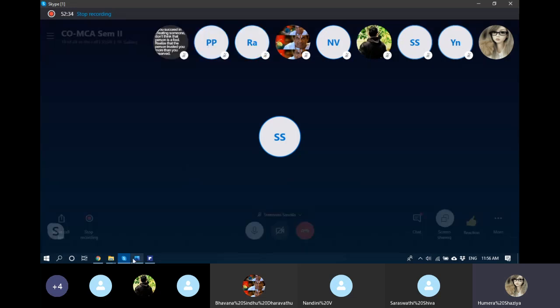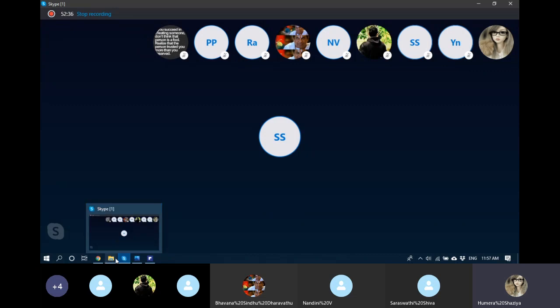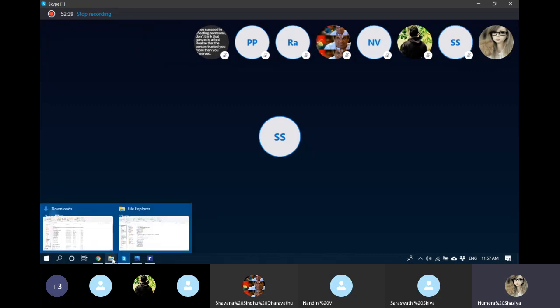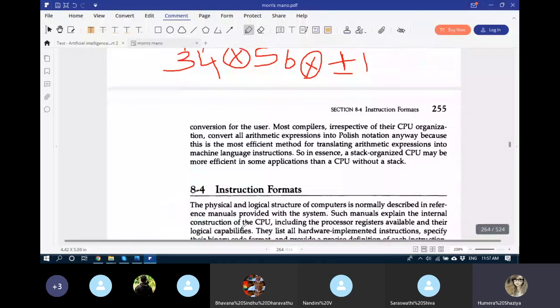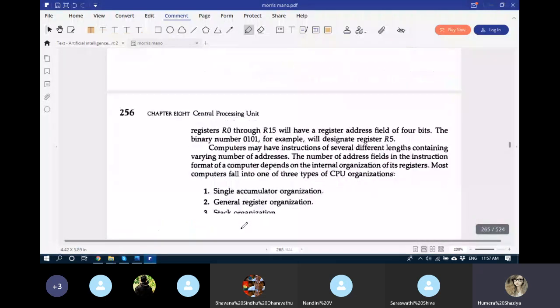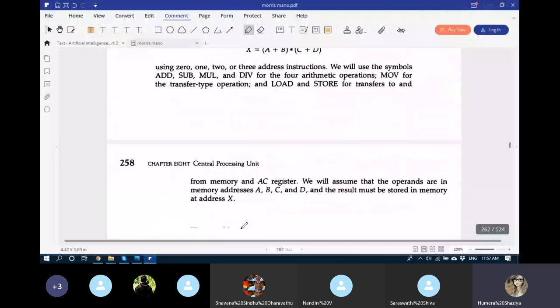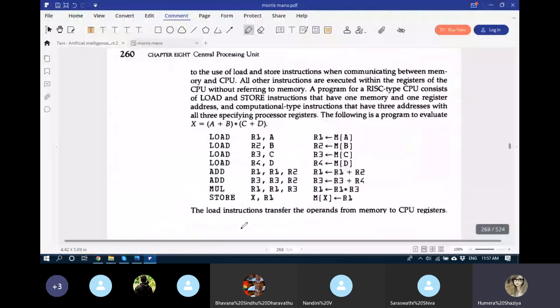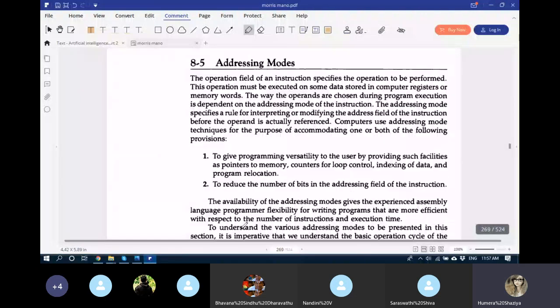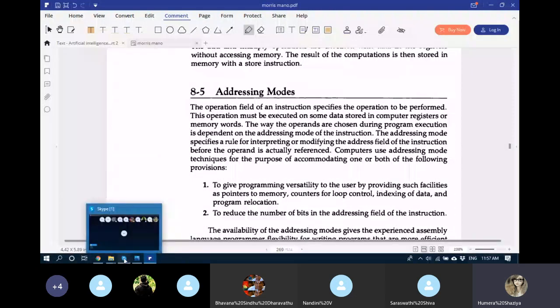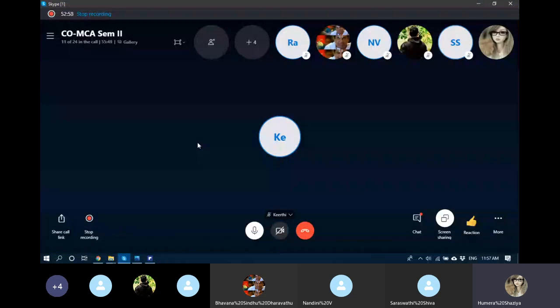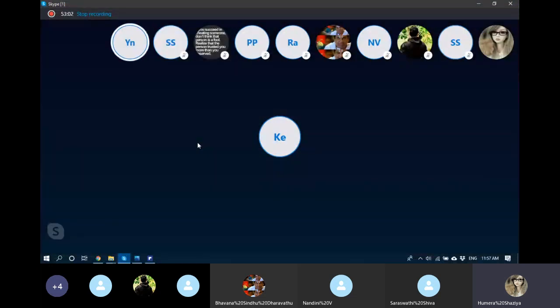Tomorrow's class we will study the next topic, which is, what is the next topic? Instruction formats, and possibly, if time permits, addressing modes. 8.4, 8.5 are the topics of tomorrow's class. I urge you all to study 8.1, 8.2, and also tomorrow's topic.